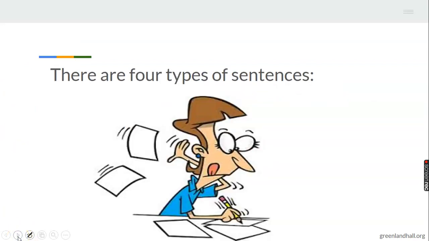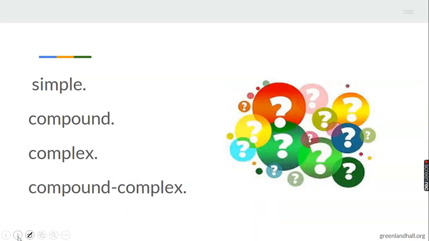Now, how many types of sentences do we have? There are 4 types of sentences. We have the simple, the compound sentence, the complex sentence, and the compound-complex. Can we say it again? We have the simple sentence, good. We have the compound sentence, beautiful. We have the complex sentence, right. We have the compound-complex sentence, good.